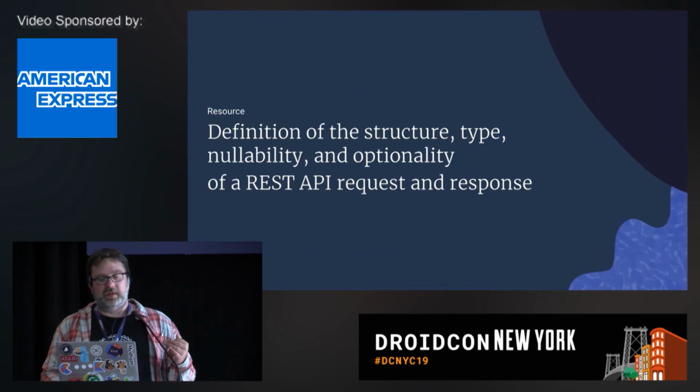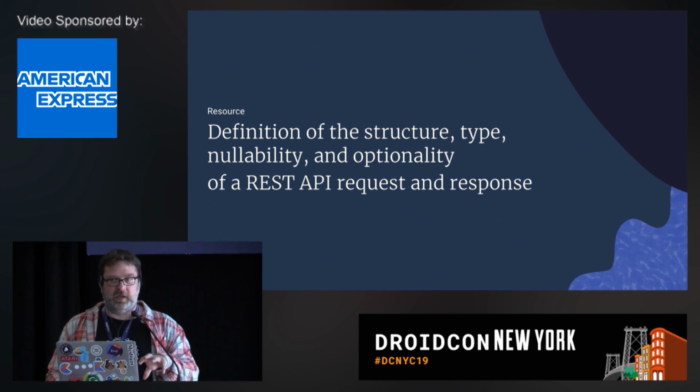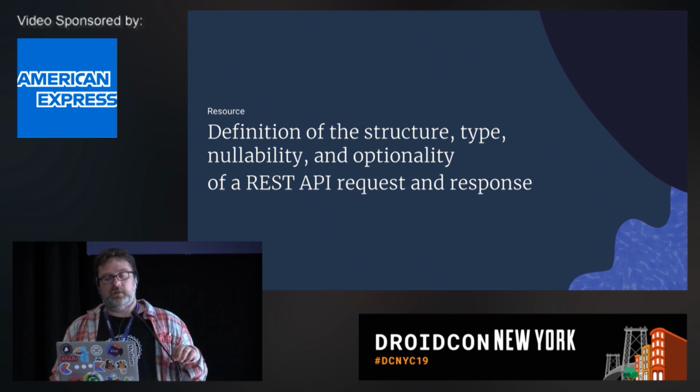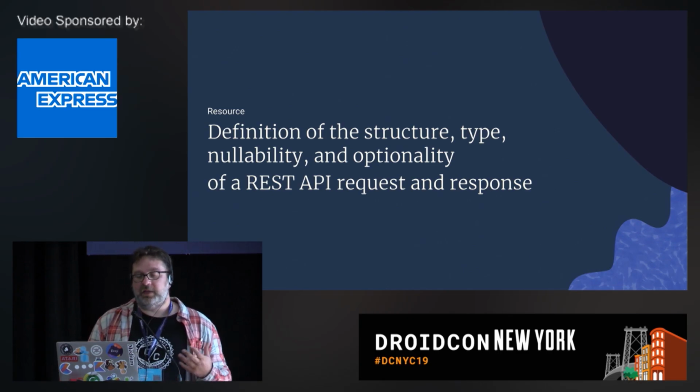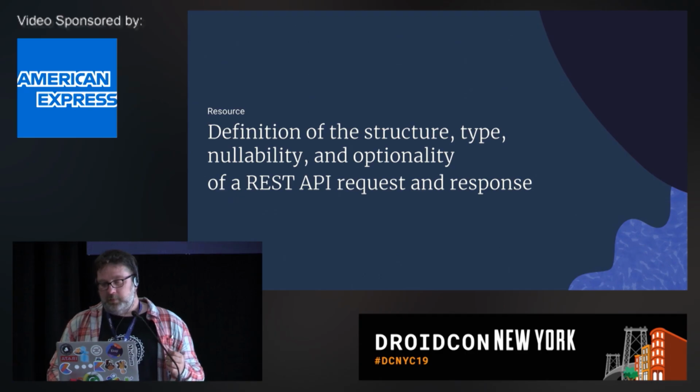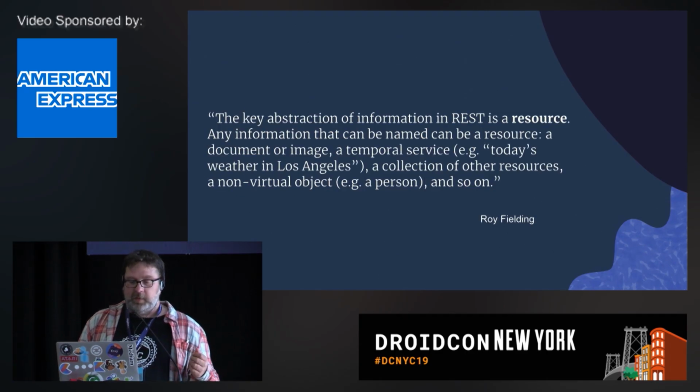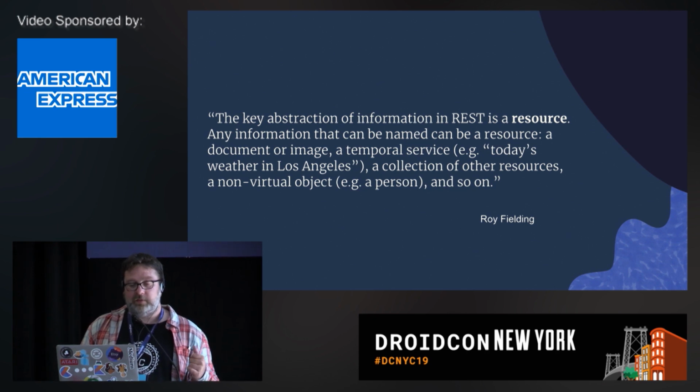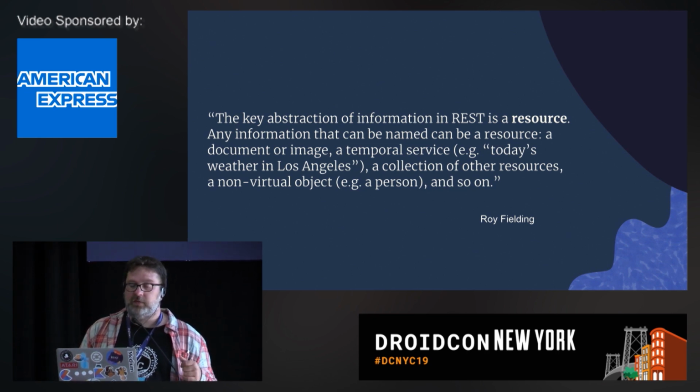So let's go back to resource again, and we'll talk about the definition, because what's being done in this contract is we're actually reading the resource. So it's the definition of the structure, type, nullability, and optionality of a REST API request or response. Roy Fielding describes it as: the key abstraction of information in REST is a resource. Any information that can be named can be a resource: a document or image, a temporal service, e.g. today's weather in Los Angeles, a collection of other resources, a non-virtual object, e.g. a person, and so on.